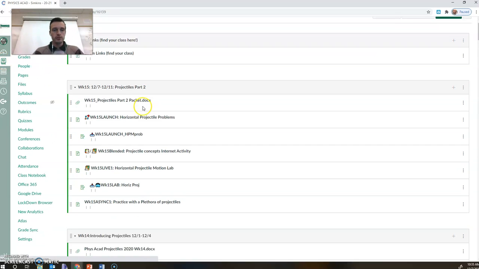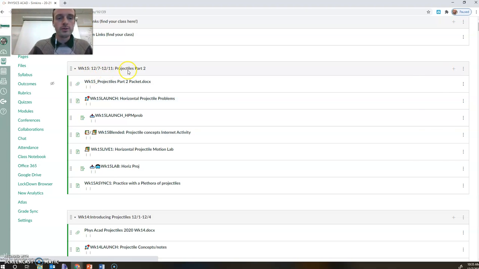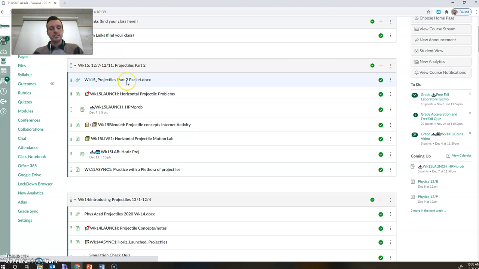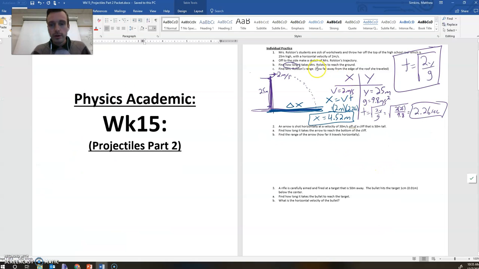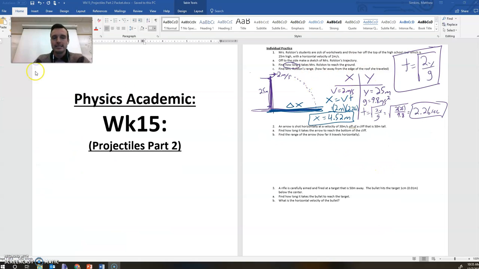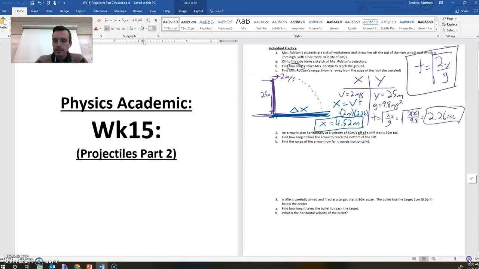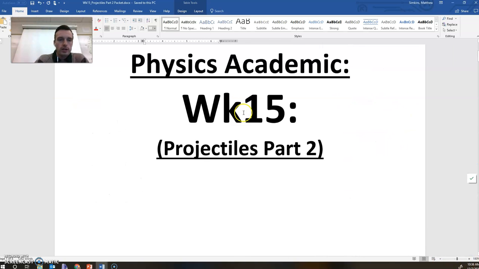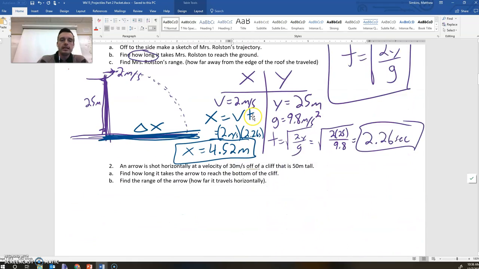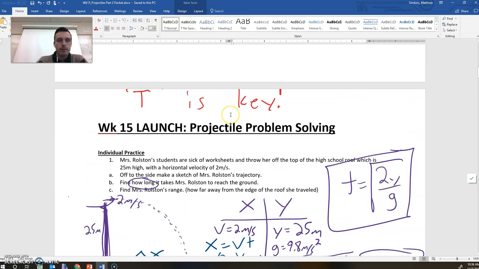And so if I pull up your module right here, it says 12.7 to 12.11 Projectiles Part 2. Download this packet, and it'll look just like this. We went over this problem for individual practice last week, so what I want to do this morning is go over a few questions with you to outline these big ideas that we saw last week. Remember this big phrase, T is key. And what that means is that time is the great unifier between X and Y motions.